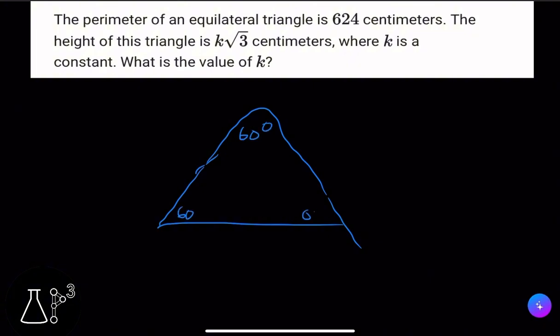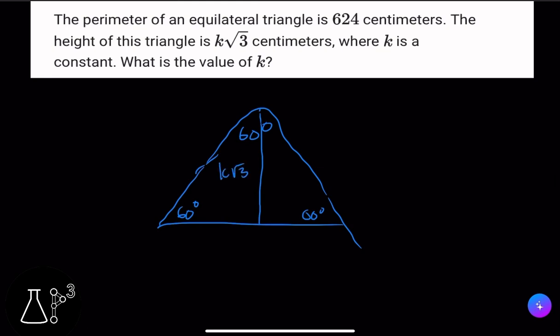So I'm given an equilateral triangle, right? And like we said before, in an equilateral triangle, all the angle measures are equal. So I'm going to have 60, 60, and 60 angle measures. And every length is equal as well. But in this type of question, we don't want to do that. We're given that the height of the equilateral triangle is k times the square root of 3. So right over here, I'm going to have k times the square root of 3, and we've got to look for k.